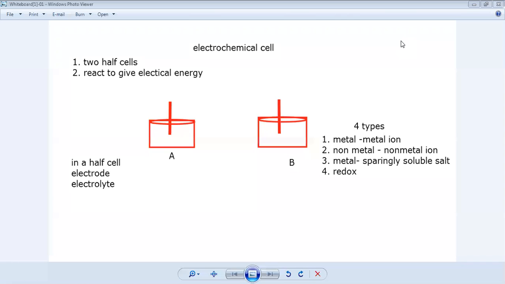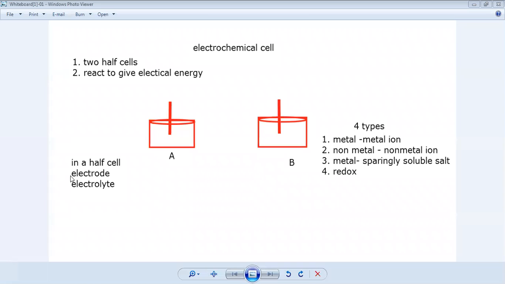What does one half cell consist of? Any half cell in an electrochemical cell consists of an electrode and an electrolyte. Yes or no? This we have done last time in my previous lecture.